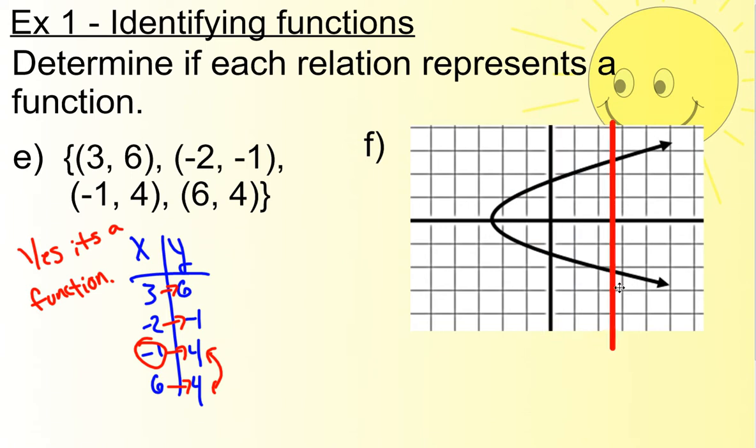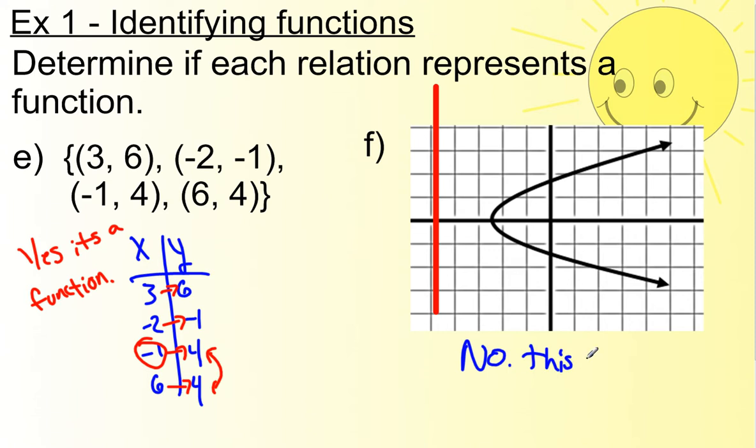This relation is touching the vertical line at 2 different points, which means for each input, there are 2 different outputs. This relation is not a function, but it is a graph. But the question is, is it a function? And the answer is no. Not a function.